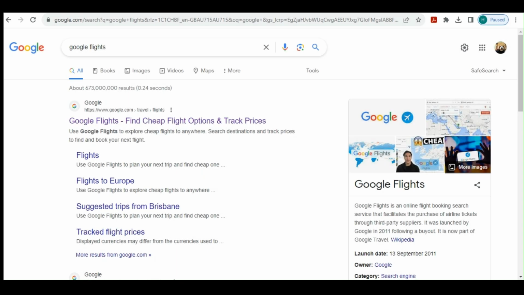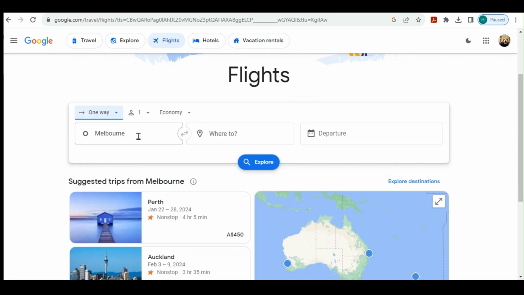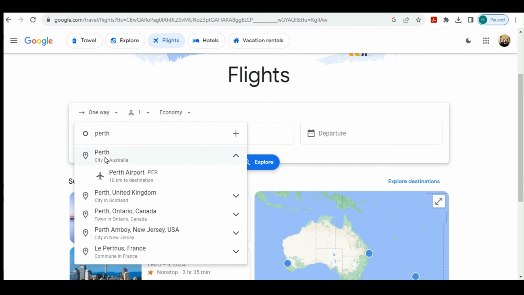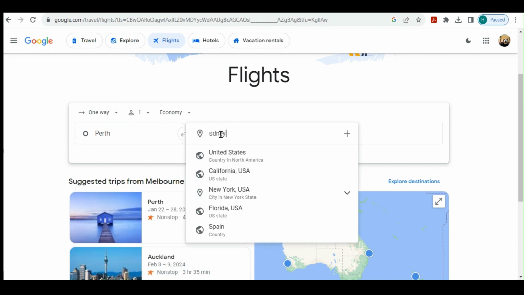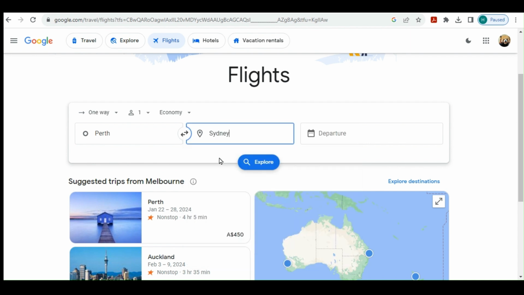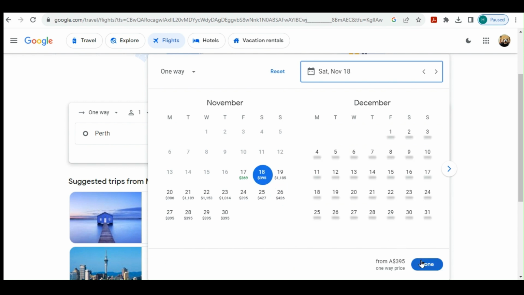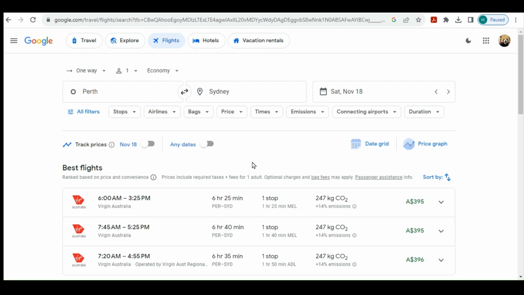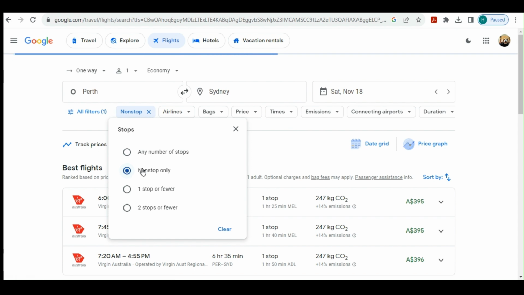So here's how it's done. The first thing to do is to go to Google Flights. Make sure that you put a one-way trip in. Let's put in Perth, and select the city, not necessarily the airport, just in case there's multiple airports. And we'll badly spell Sydney. We'll pick Sydney, and we shall search. Pick a date, it doesn't matter when, and search. And just for fun, make sure it's non-stop only.